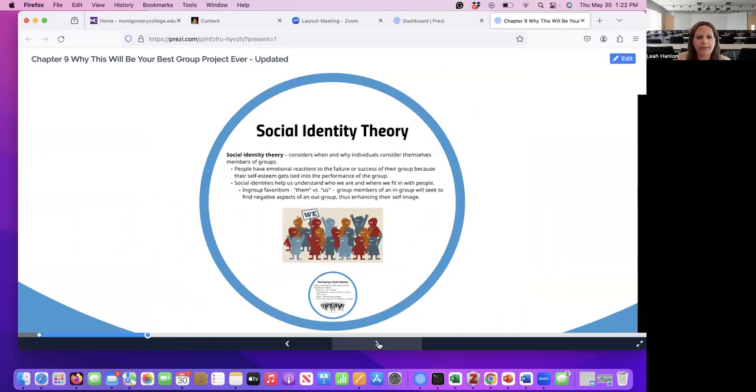Social identity theory. This is the perspective that considers when and why individuals consider themselves members of groups. An example of this might be sports teams, when you feel upset when they lose or happy when they win, even if you're not on the team.